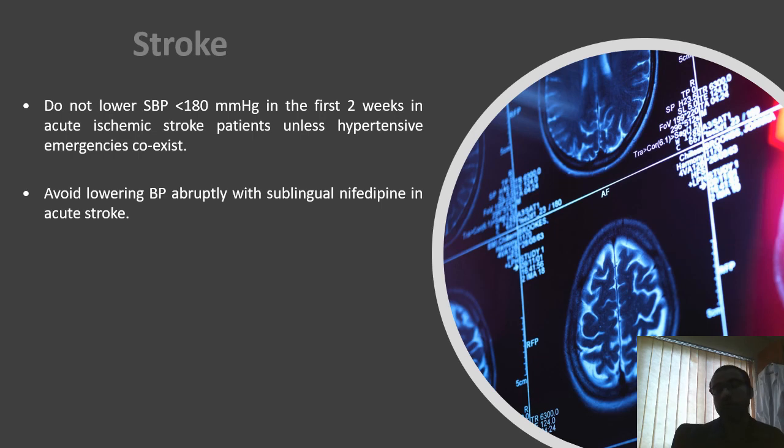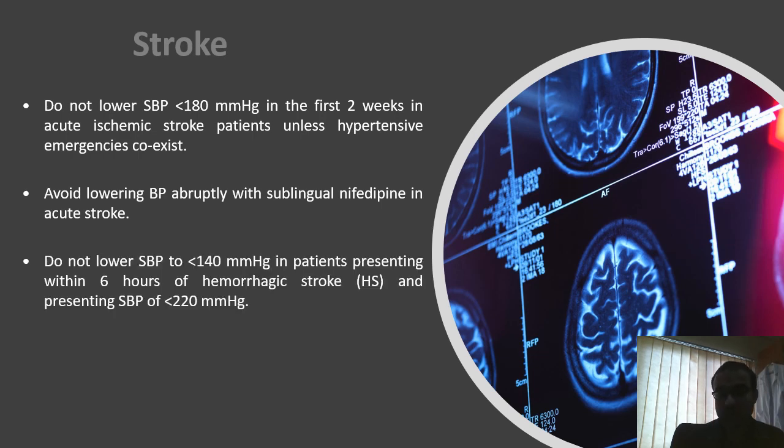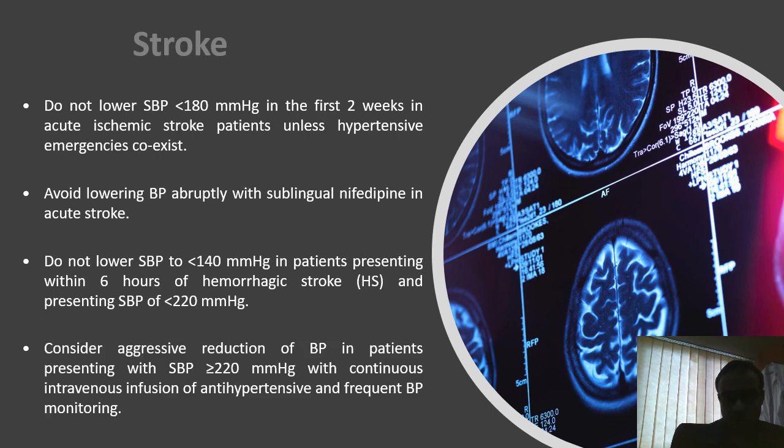Abrupt lowering of the blood pressure is generally not advised, and the use of supplemental nifedipine in this case is not recommended. Patients are not advised to have aggressive lowering of the blood pressure to less than 140 within the first 6 hours after a hemorrhagic stroke, and the blood pressure should just be maintained at less than 220. Aggressive reduction should only be considered if the blood pressure exceeds 220, and in this case, an intravenous antihypertensive will be initiated with frequent monitoring.